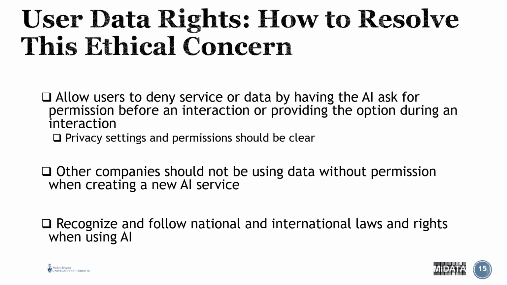So when we operationalize these restrictions, we need to allow users to deny service or data by having the AI solution ask for permission before an interaction, or by providing the option during an interaction. And this will all come out under the privacy settings and permissions that are made clear when users interact with your software. Now, other companies should not be using data without permission when creating a new AI service. Of course, we've talked about that.